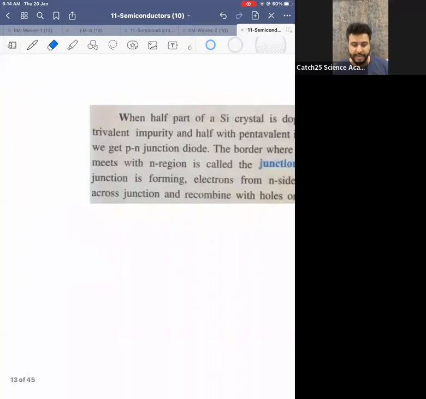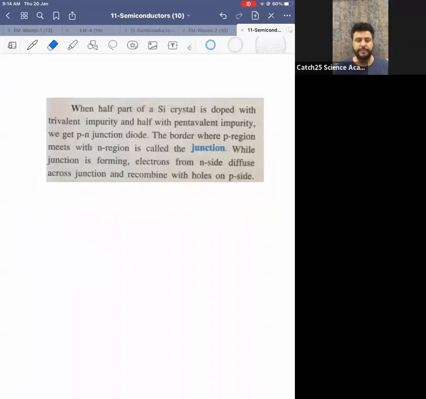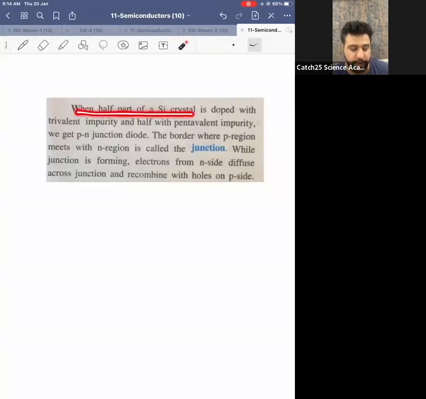Now below the diagram, see this. You have to write this. Listen to this first. When half part of a silicon crystal is doped with trivalent impurity and half part is doped with pentavalent impurity, we get a PN junction diode. And the border where the P region meets the N region is called the junction, that is PN junction.